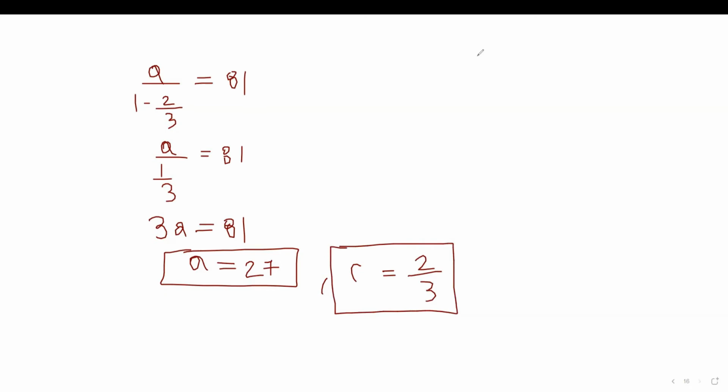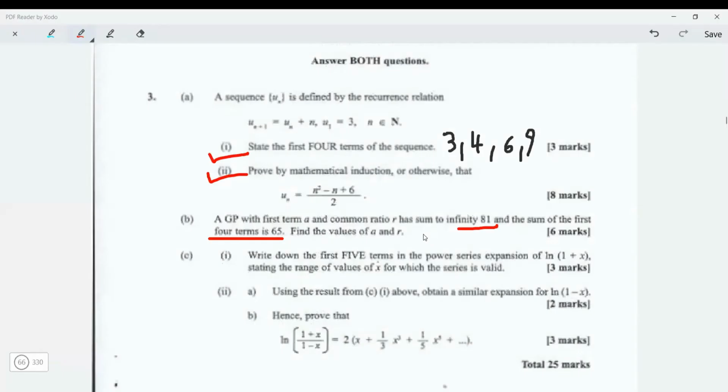So we can tell them right there that in this case, A equals 27, R equals 2 over 3.